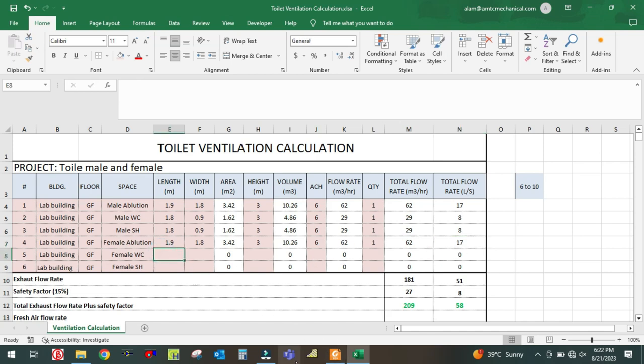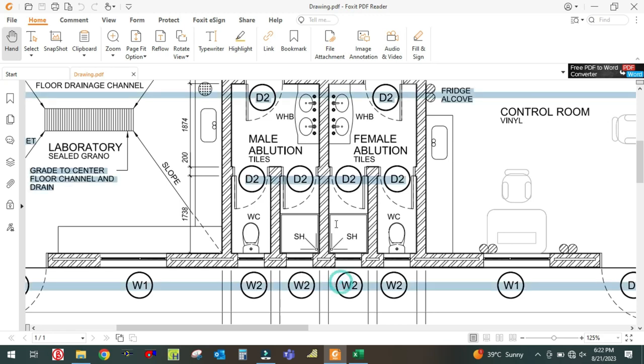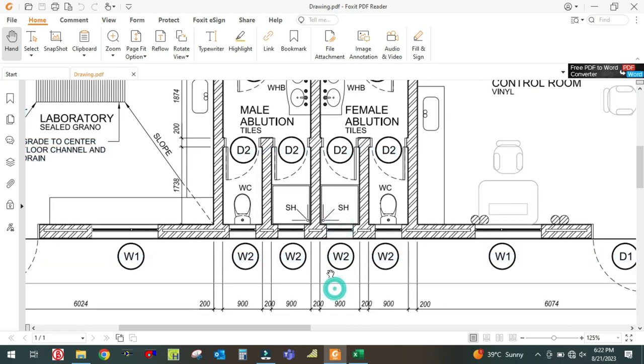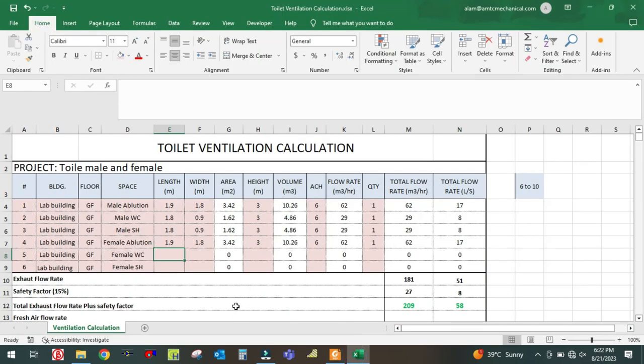Again, this female WC is 1.8 in length, the same, and the width is also the same, okay, 0.9. So 1.8 by 0.9, 3 meter height, 6 air changes. Quantity is 1. Similarly for this one, it will be the same also: 3 meter height and 6 air changes per hour, quantity is 1.